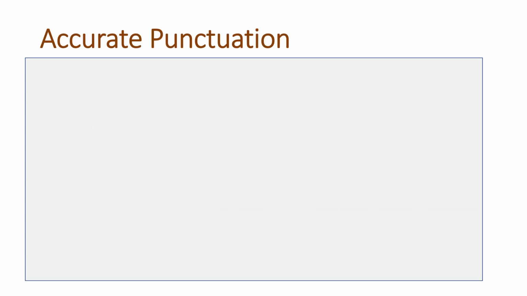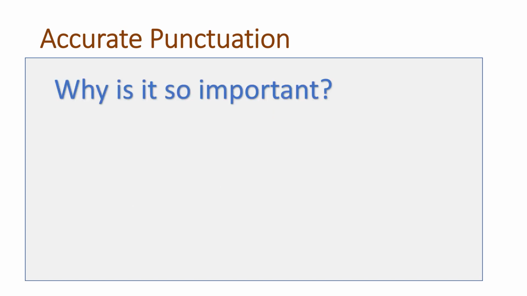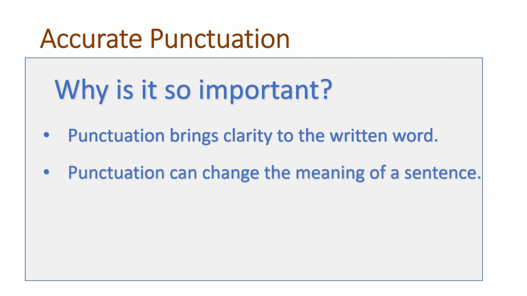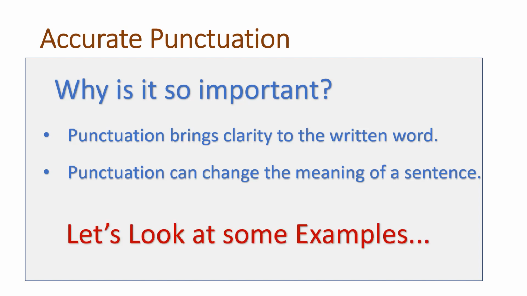Let's talk about the importance of accurate punctuation. Why is it so important? Punctuation is used to bring clarity to the written word. The exact same words can be written and mean something entirely different depending on what punctuation is used. So we need to be careful with how we use punctuation. Let's look at some examples.